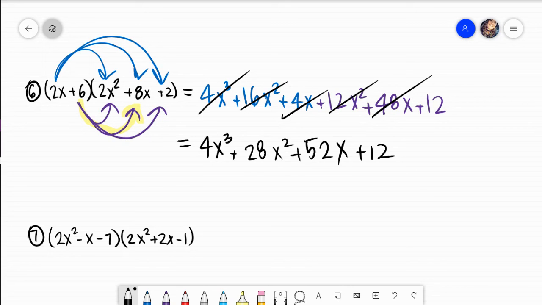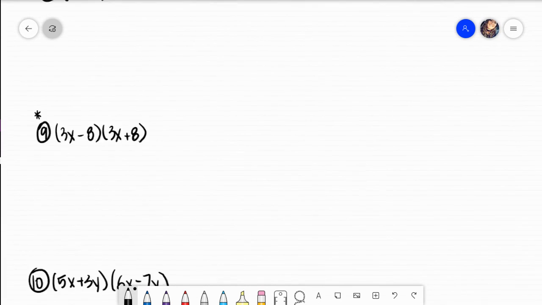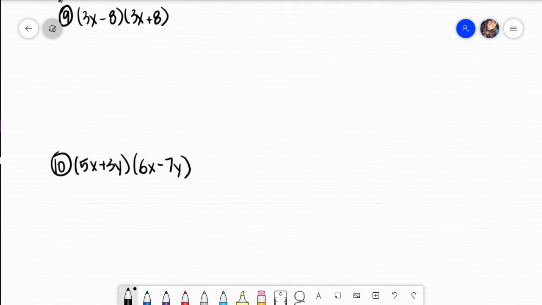Did you see how I took each term in the first polynomial and multiplied it individually to each term in the second polynomial? The next one's going to be a trinomial times a trinomial. You do the exact same thing. Individually do all the multiplication and then just combine like terms. I still have quite a few left.